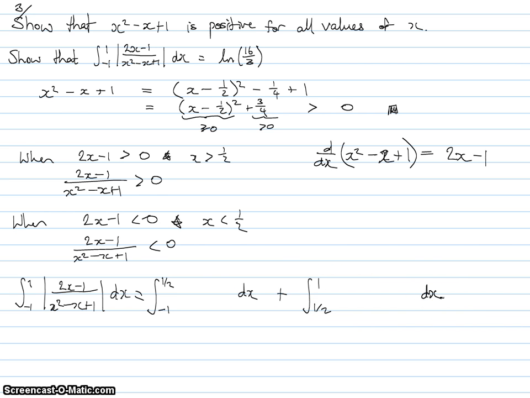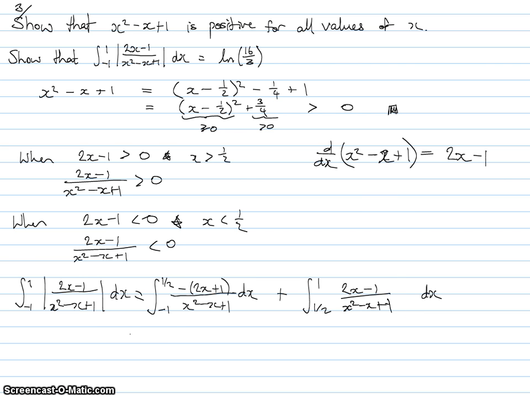Why do I do this? Because I know that between -1 and a half, since x is less than a half for all of this, my expression is going to be strictly less than 0. That means that the modulus of that expression is going to be the same as multiplying that expression by -1. So I can just put a negative sign in and get rid of the modulus. What about here? Here, between a half and 1, since x is strictly bigger than a half, I know that this expression is going to be positive all the time. So the modulus doesn't do anything, and I'm left with (2x minus 1) over (x squared minus x plus 1).